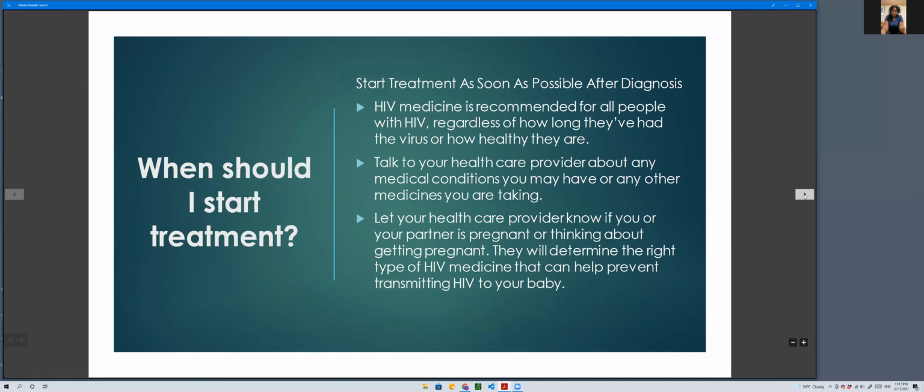When should one start the treatment? One should start treatment for HIV immediately after diagnosis. HIV medication is recommended for all people with HIV, regardless of how long you have had the disease or the virus. Talk to your healthcare provider about any medical condition that you may have or any other medicine that you are taking. Let your healthcare provider know if you or your partner is pregnant or thinking about getting pregnant, so that you can help not to contaminate the baby.